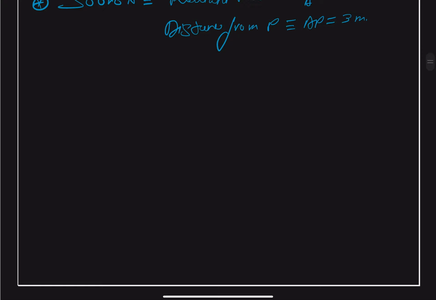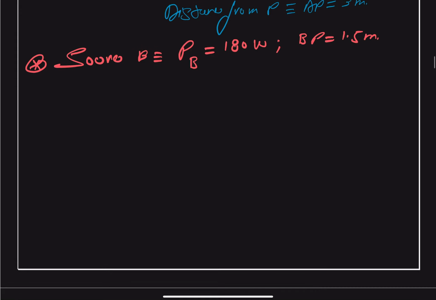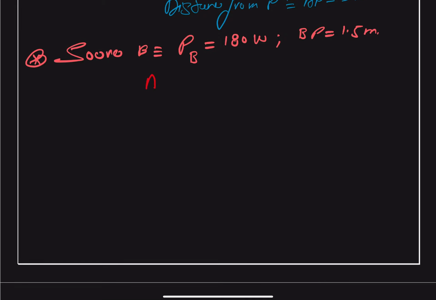We have our source B, and source B, its power PB, is given as 180 watt, and the distance, that is our BP, is given as 1.5 meter, and it is at an angle, we can say the angle of incidence, of 60 degree.